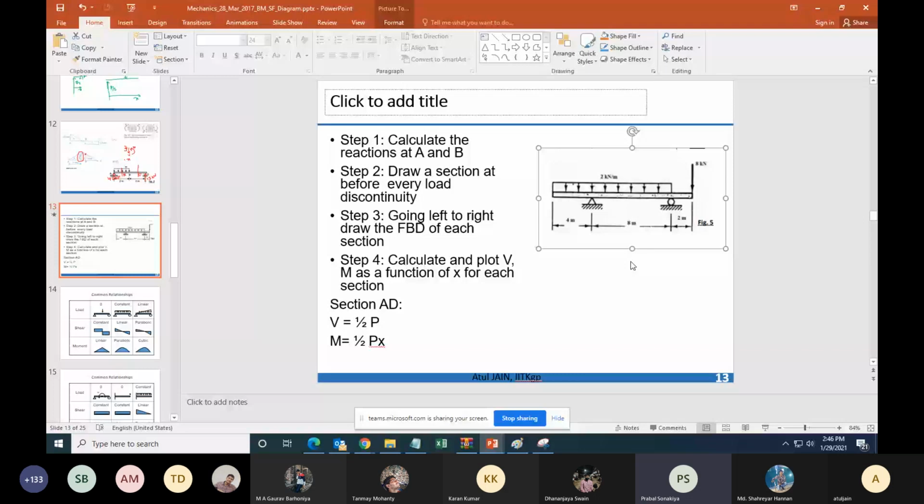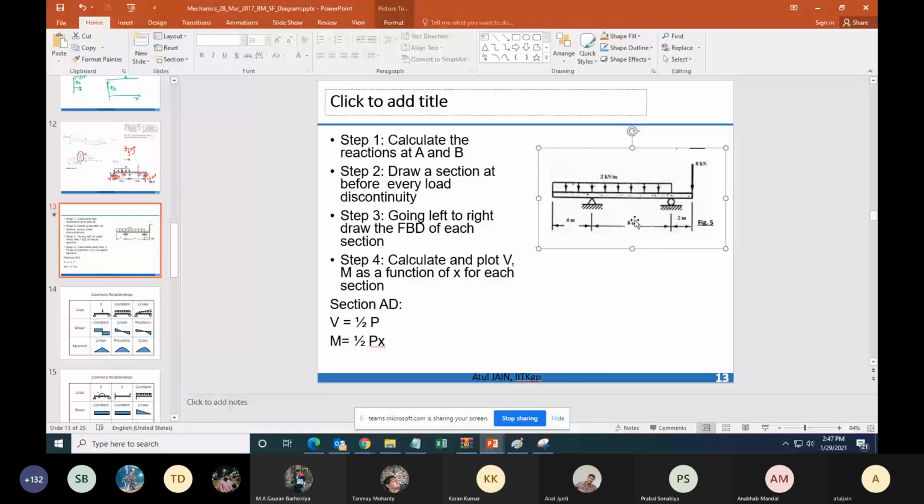7 and 13 means that the total load is 20, but 2 kilonewton is for 12 meters. So 2 into 12 is 24 plus 8 is 32. The sum of both the reactions must be 32, not 20. Yes, sir, 16 in both. 16 and 16 are coming, sir. Okay. So let us say 16 and 16.